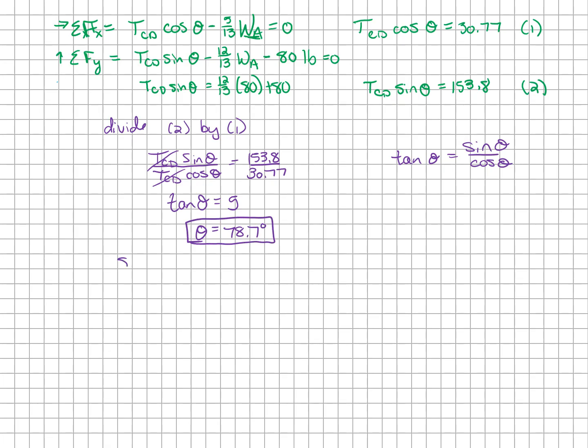And now I can sub this into either equation 1 or 2. It doesn't matter. So we'll take equation 2, TCD sine of 78.7 degrees is equal to 153.8. So TCD is equal to 156.8 pounds.